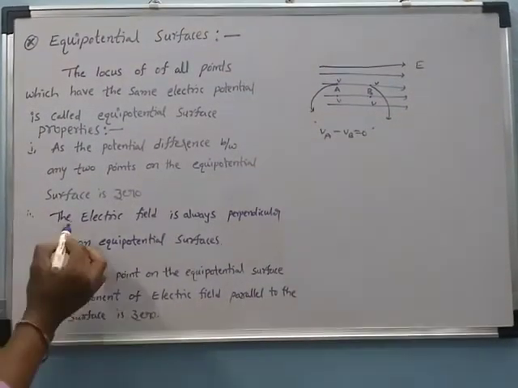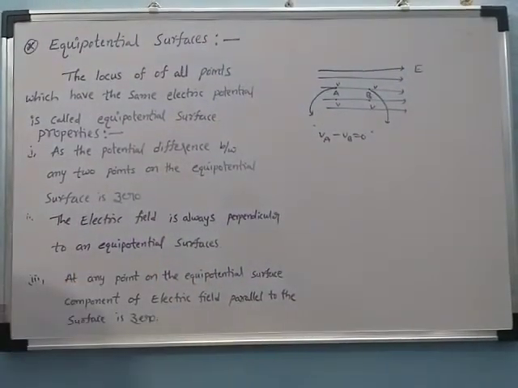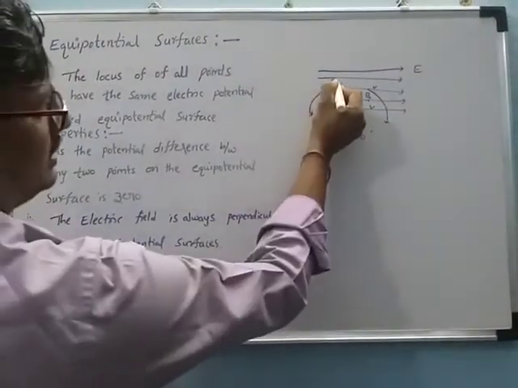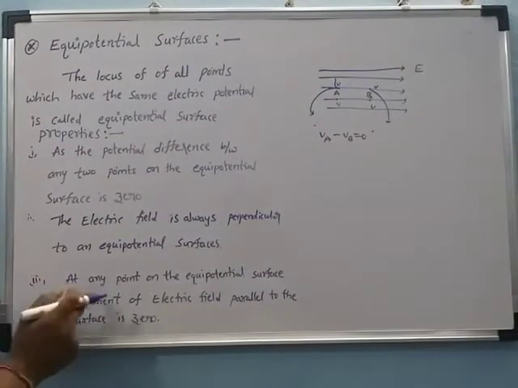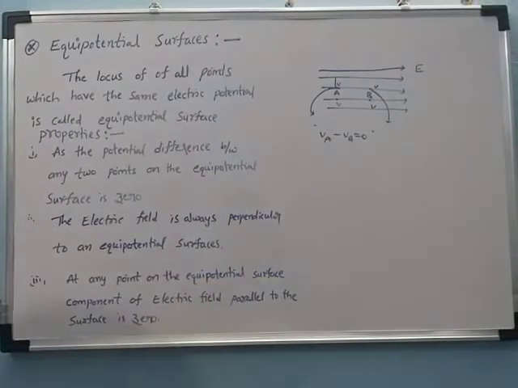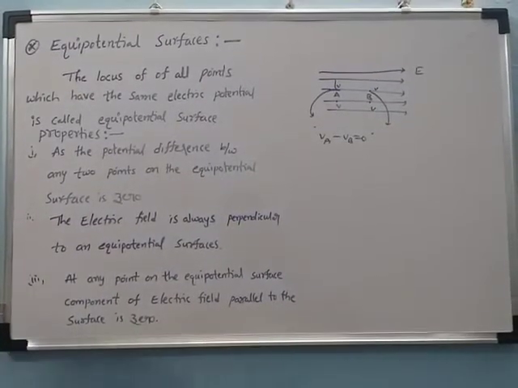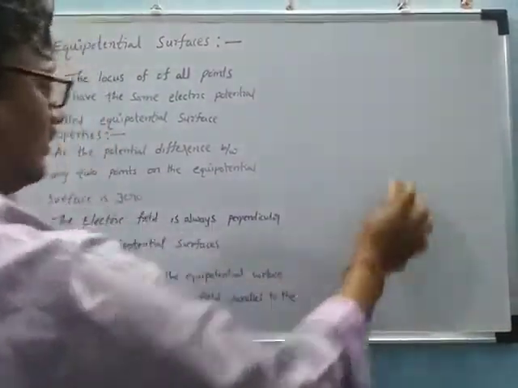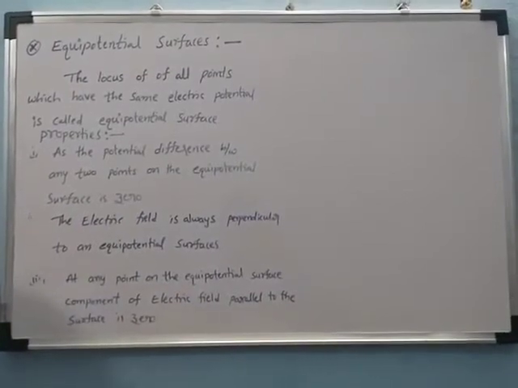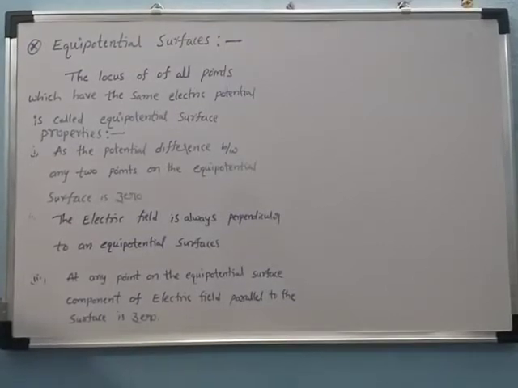The next property: the electric field is always perpendicular to the equipotential surface. Now the third property: at any point on the equipotential surface, the component of electric field parallel to the surface is 0. This is the third property.